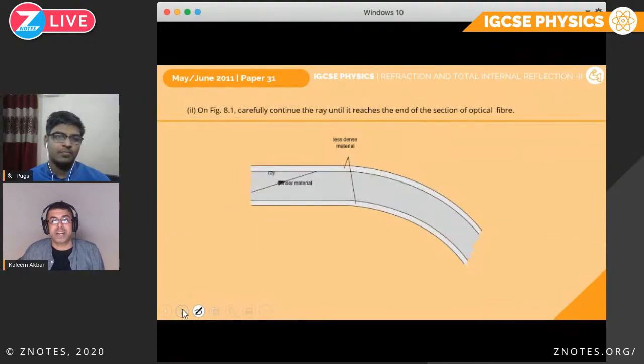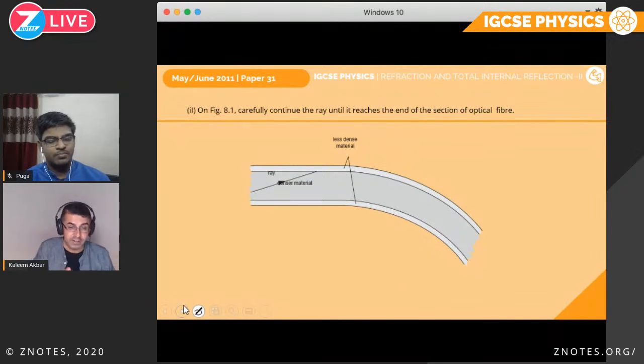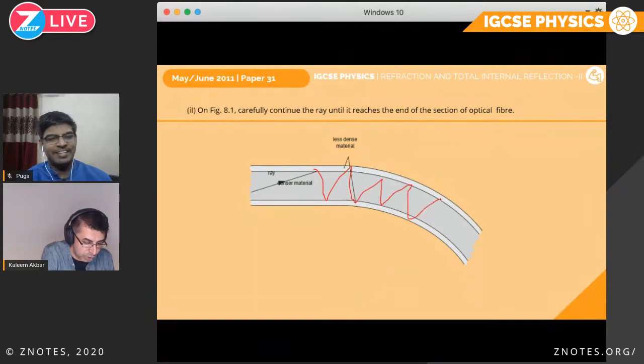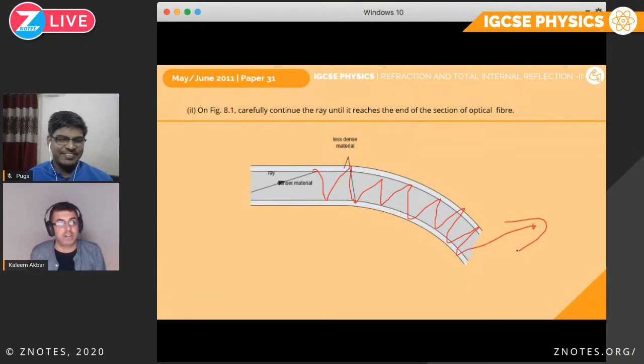On figure 8.1, carefully continue the ray until it reaches the end of the optical fiber. Now, this is where things go wrong. I'll show you what a student does, then I'll delete it. They get to the end and they give it all this. Yeah, check this out, total internal. Woo, done. Right, there's a lot wrong with this other than the crap art, which I'm sure you wouldn't do.